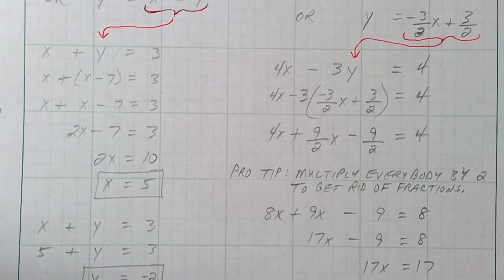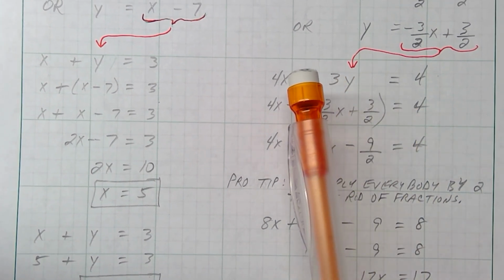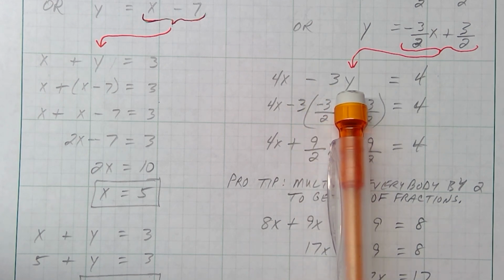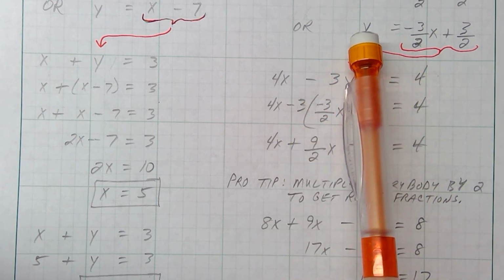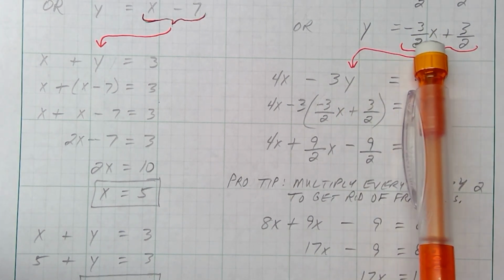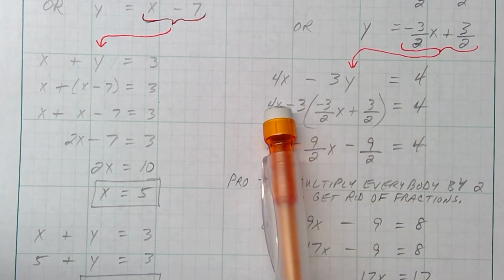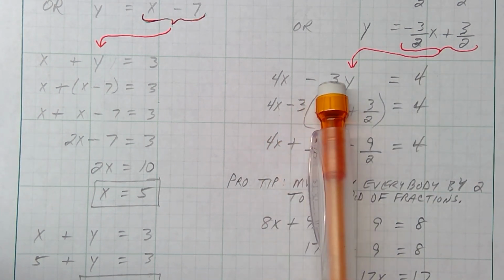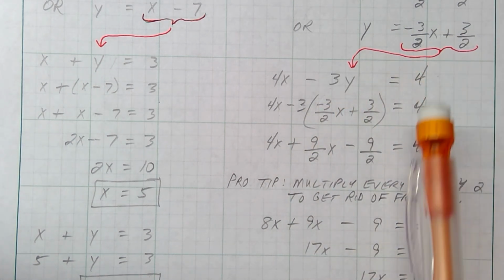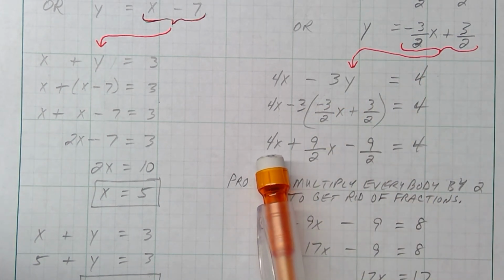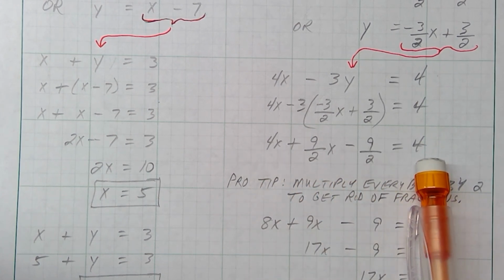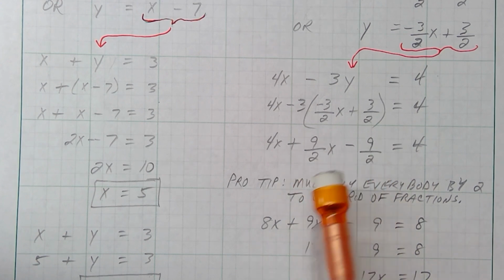All right, to finish the problem, I grab the other equation, the one that I didn't use, and I find the y, and I replace y with this expression here. So I'm going to take out the y, and I'm going to put this mess in its place, and it looks like this: 4x minus 3, there's the 3, and then open your parentheses and replace the y with this mess over here. Now we just got to do some algebra. 4x plus 9 over 2x minus 9 over 2 equals 4. Of course, you can use the decimals if you want.